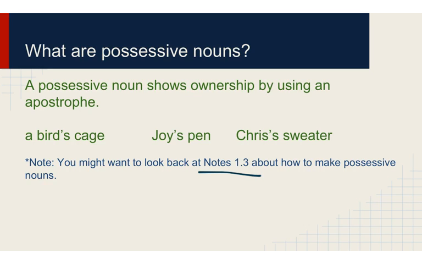So a bird's cage, we add apostrophe S to show that the bird owns the cage. Joy's pen, we put apostrophe S to show that Joy owns the pen. And Chris's sweater, we put apostrophe S to show that Chris owns the sweater. Again, make sure you look back at 1.3 about the rules about making these nouns.